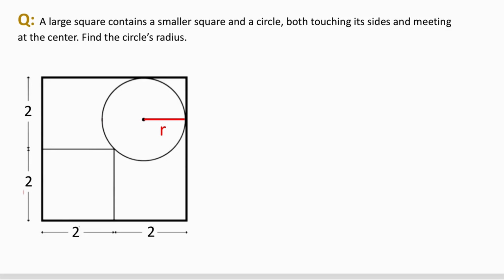Hey everyone, today I've got another tricky geometry puzzle for you. Let's see if you can solve it.